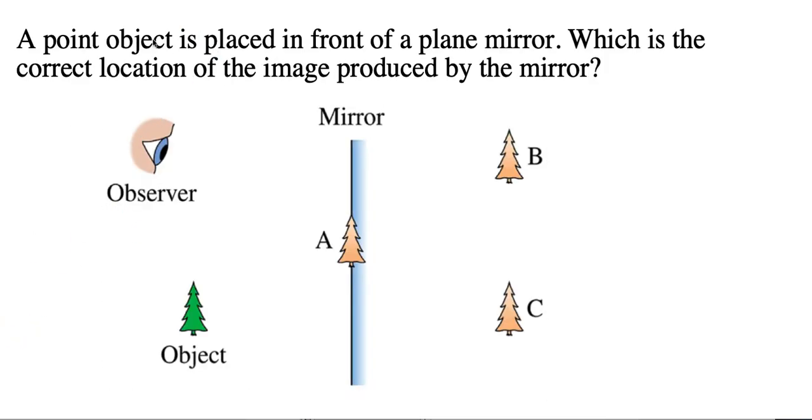All right, one more. Okay, in this case, an object is placed in front of a plane mirror. Here's our object. Which is the correct location of the image produced by the mirror? So where does the observer think the object is? Okay, is it at the mirror? Is it up here? Or is it down here? All right, and the answer is it should appear like it is down here.